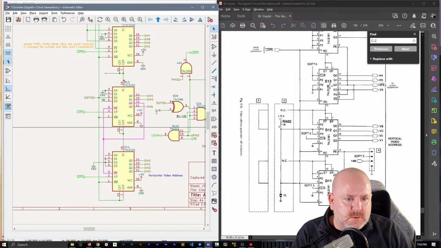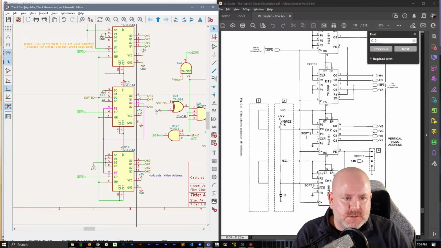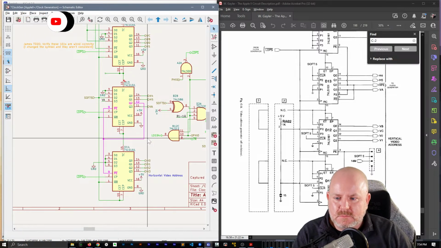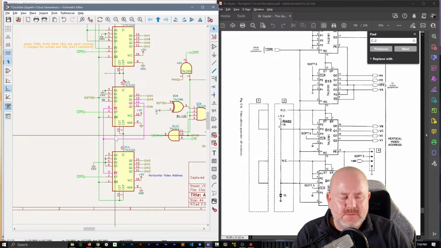So 14 is H4, H5, VA. This is HPE, which doesn't leave. That goes to the clock generator.